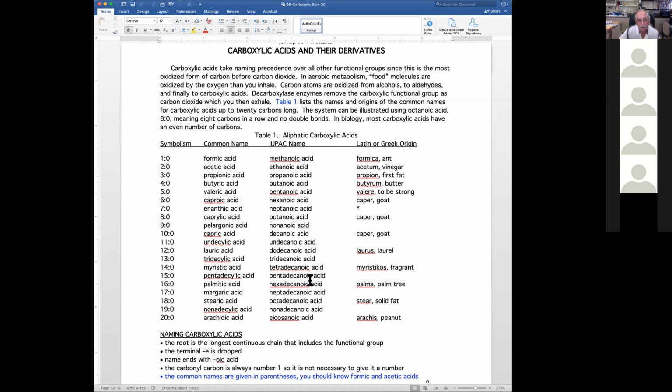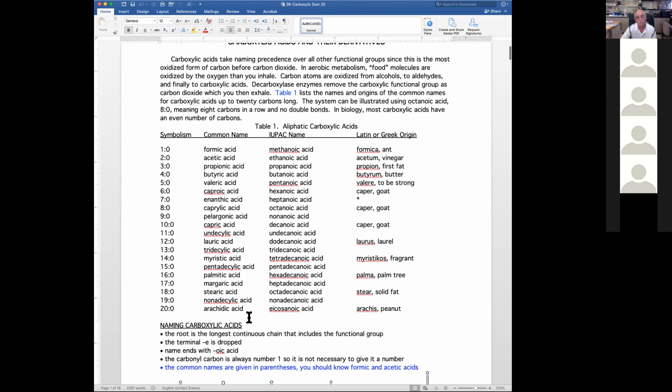Okay. So then some of these you've seen in your foods, right? And these are saturated fatty acids. This is no double bonds. Arachidonic acid will come up several times because that's a precursor for the synthesis of several other things.